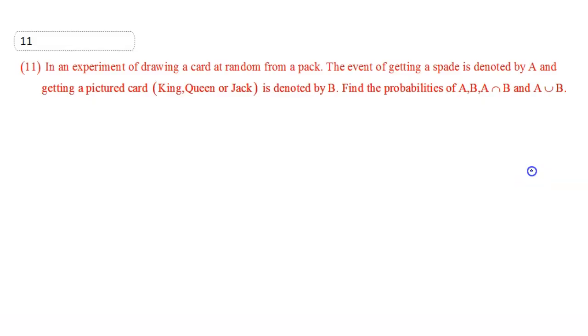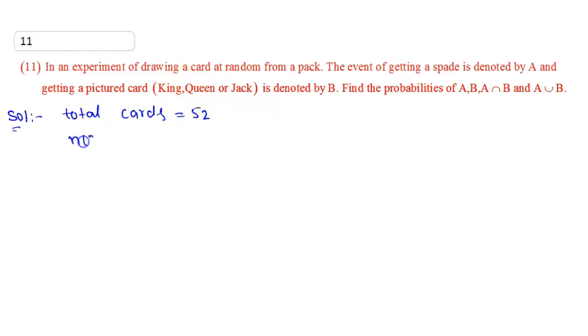So here the next question is: in an experiment of drawing a card at random from a pack, the event of getting a spade is denoted by A and getting a pictured card, that is king, queen or jack, is denoted by B. Find the probabilities of A, B, A intersection B and A union B. Right, so here in a pack of cards, total cards is equal to 52.